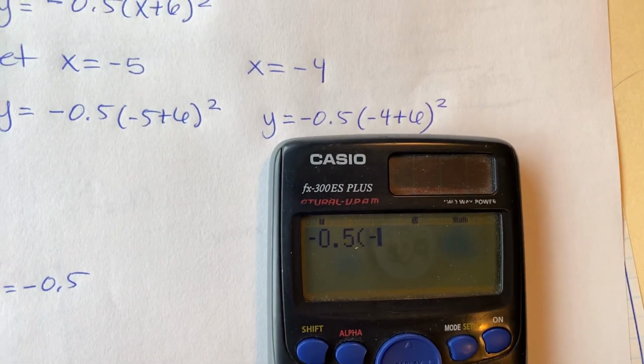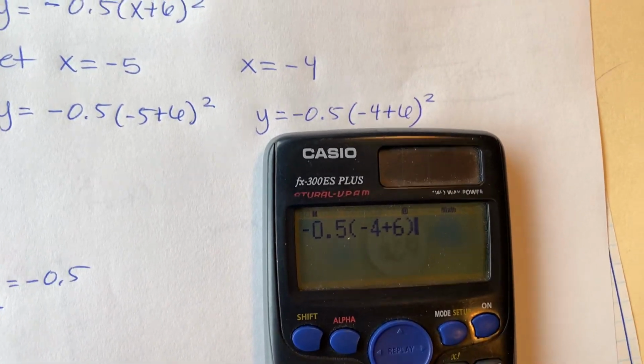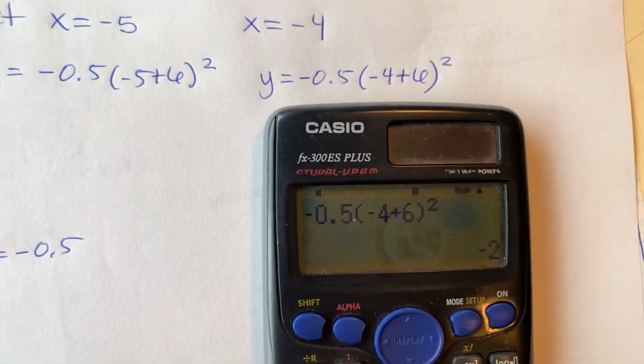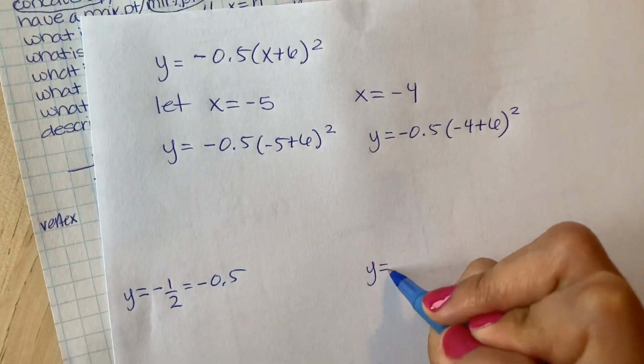Okay, negative 4 plus 6 quantities. Where's my square? Oh, okay. So I would get -2. Let's just double check that, -2.